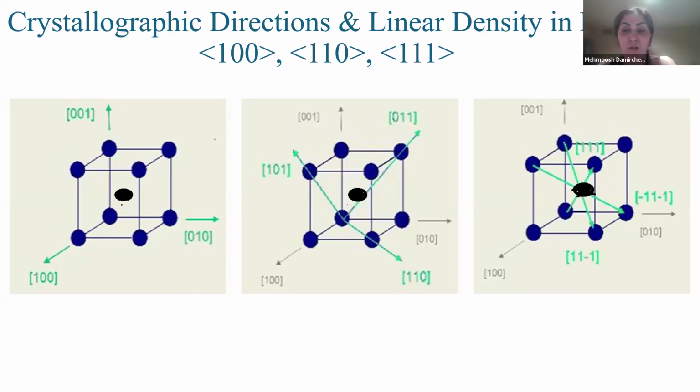Hello everyone. Today we are going to talk about crystallographic directions, families of directions, and the concept of linear density. As you see in this figure, you see the BCC structure, body centered cubic, and you see different directions, for example [1 0 0], [0 1 0], [0 0 1], then [1 1 0], that is the diagonal directions of faces. And finally, the diagonals of the cell, that is [1 1 1], and all families and directions close to that.